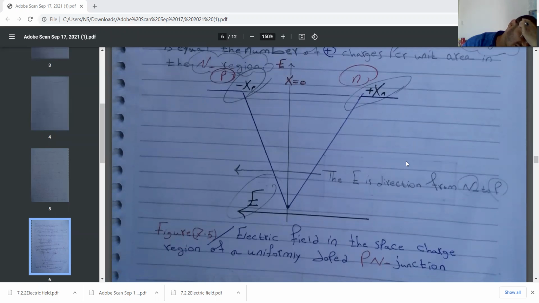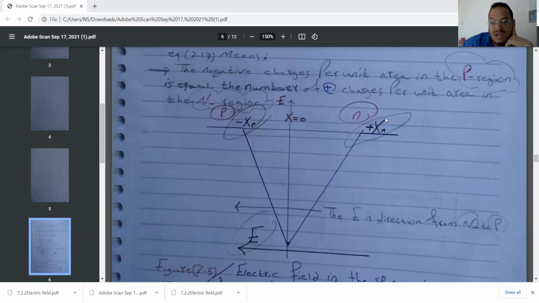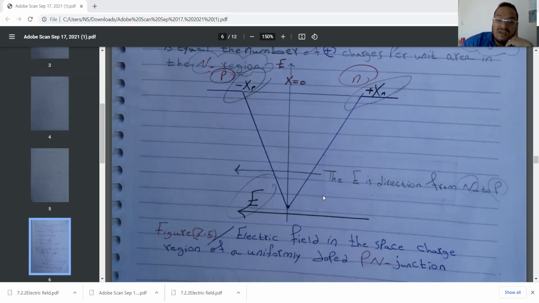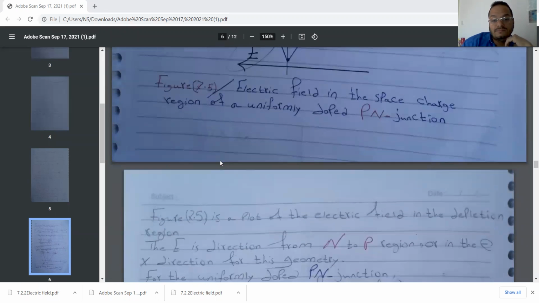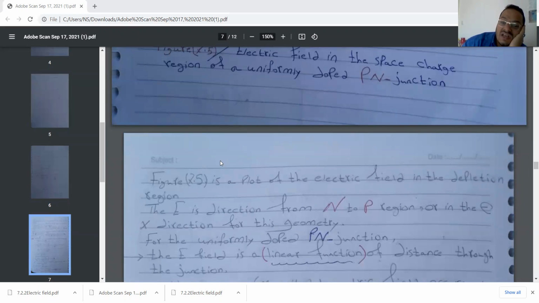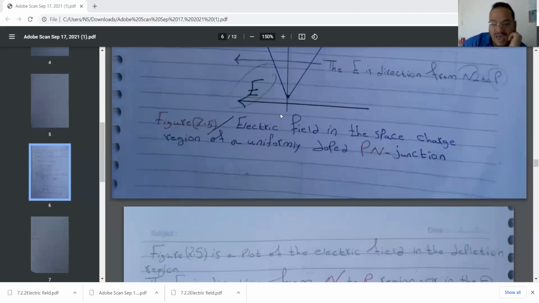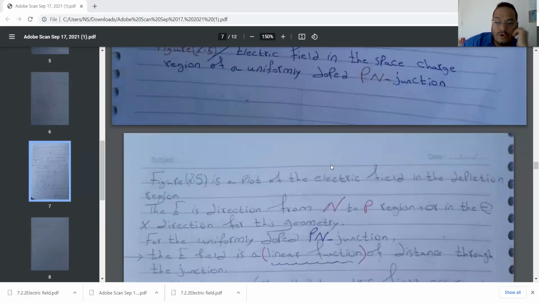Like I said before, we're dealing with a uniformly doped p-n junction. Here, the width in the N side, the width in the P side, but here we wrote minus. Here, the electric field direction is from N type to P type. Here is a plot of the electric field in the depletion region. The electric field direction is, like I said before, from the N to the P region, or in the minus X direction for the geometry.